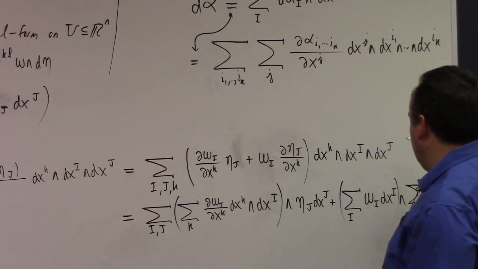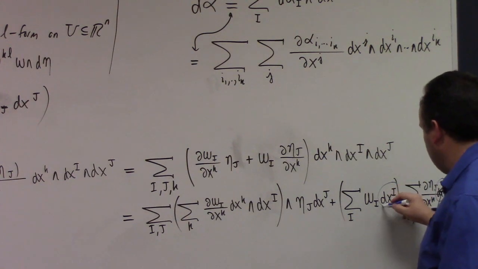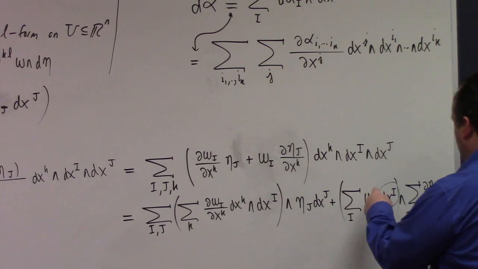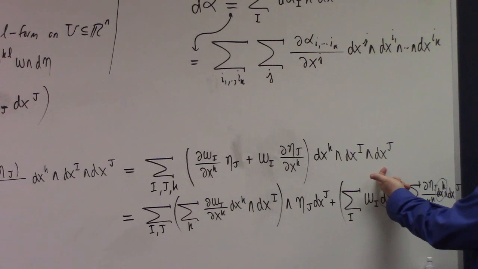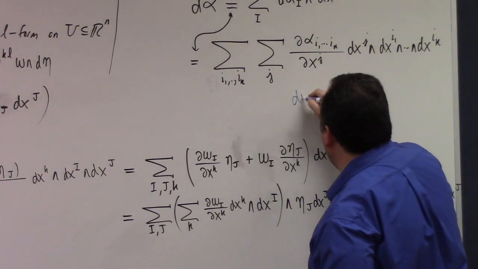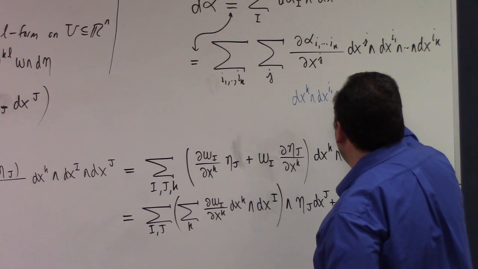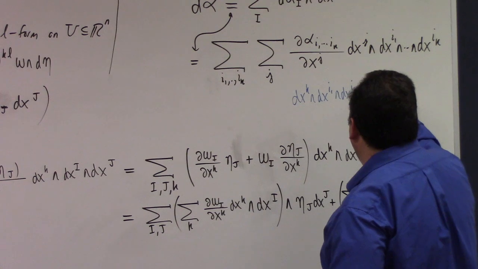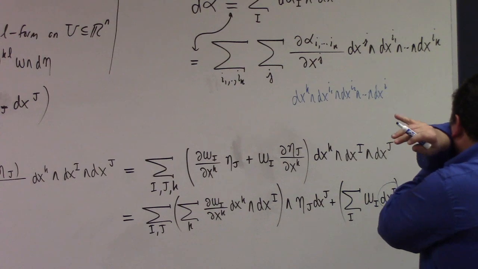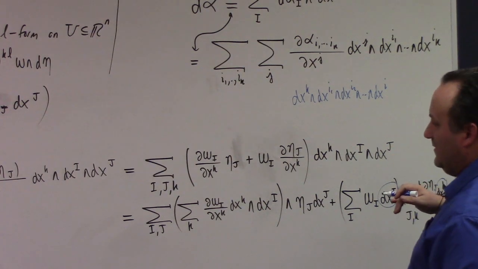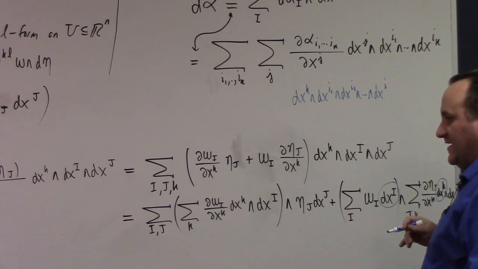If you look here, see this dxk, see this dxi. What had to happen? I had to move this guy all the way through that. But remember what that is. You're talking about dxk wedged with dxi1, dxi2, and so on. How many? K of them? How many were there? Did we ever say? We never said.